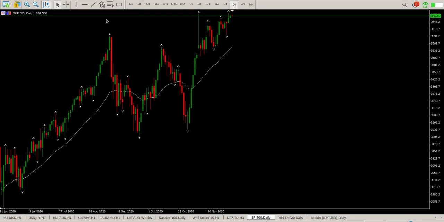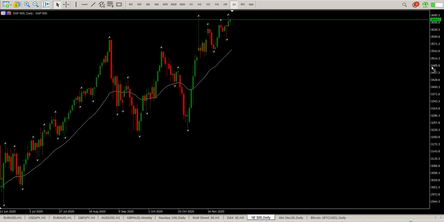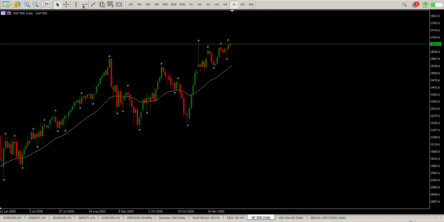Good morning everybody, and this is your S&P 500 day trade setup for today. There's nothing really going on at the moment, and that's to be expected. We do have the jobs data coming out today, and then obviously we've got non-farm payrolls tomorrow.